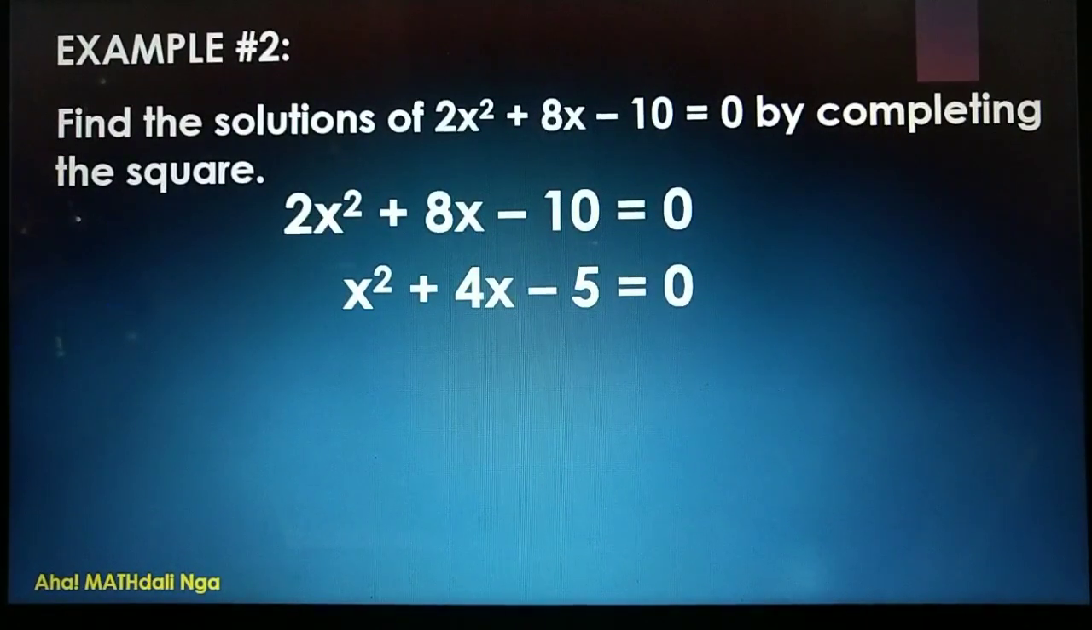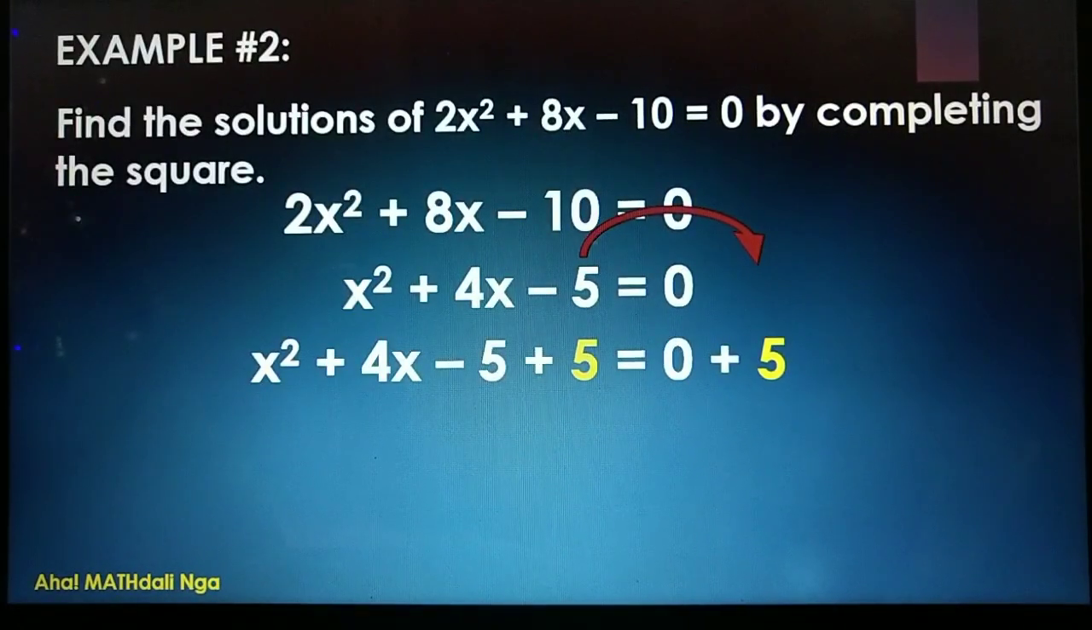Next, we will transfer the constant term to the right side of the equation. The constant here is negative 5. So we will transfer negative 5 to the right side of the equation. To do that, we have to add positive 5 since this is negative 5. So we have x squared plus 4x minus 5 plus 5 equals 0 plus 5. Let's simplify. We have x squared plus 4x equals positive 5.